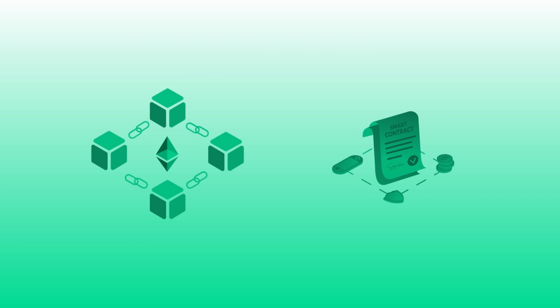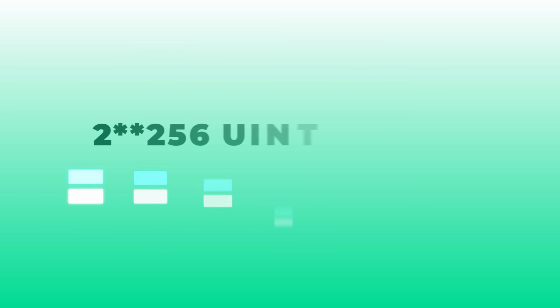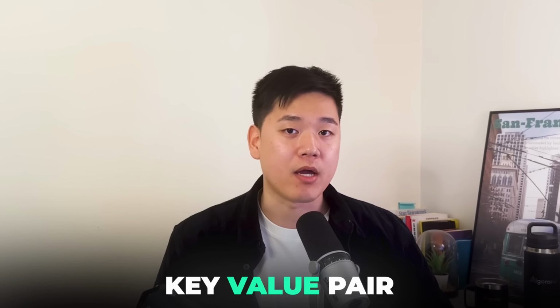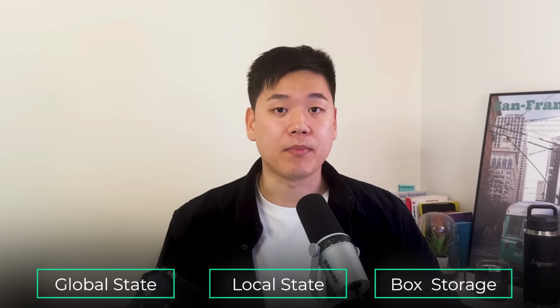of the blockchain. On Ethereum, there's only one type of smart contract storage, a huge 2 to the 256 uint256 array. All smart contract storages get stored in this dynamic array where values are mapped with key value pairs. Now, because all data is stored in this one giant array, it's relatively slower and more expensive to write, read, and modify data on Ethereum. To make data storage faster and cheaper, Algorand has three types of storages: global state, local state, and box storage.